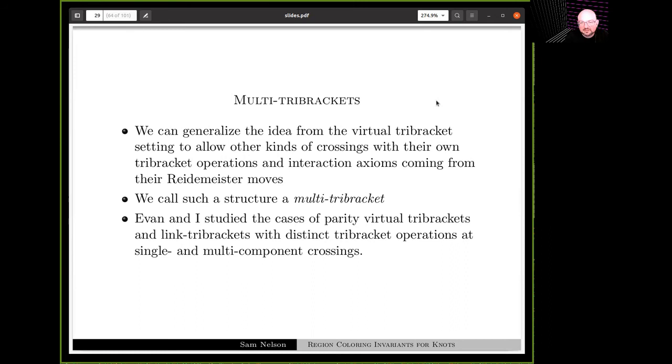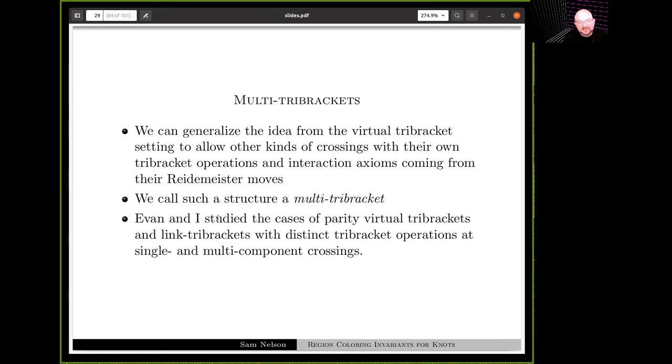So parity virtual tribrackets. This is where each crossing in a classical or virtual knot can be given a parity, either even or odd, depending on if you start at that crossing at, say, the overcrossing point, and then you chase around the knot and count how many crossing points you go through until you get back to that crossing point. That number is either even or odd, and it doesn't change when you do Reidemeister moves. So those crossings all have this parity property, either even or odd. So you can assign one tribracket to the even crossings and another to the odd crossings. And then to make it interesting, you need to do this with virtual crossings, because for classical knots, they're just always even.